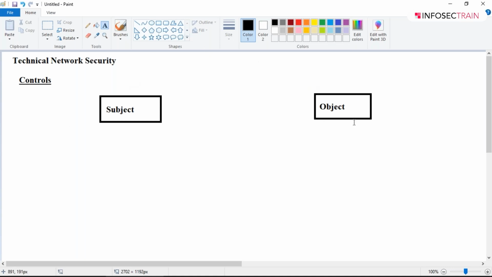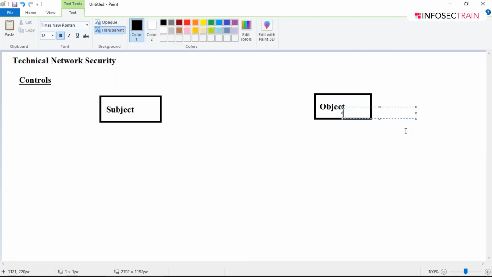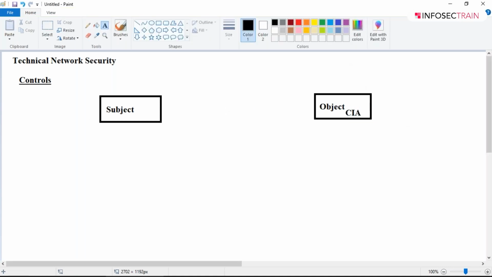The resource we are talking about here is your object, and this object needs to be protected for CIA: confidentiality, integrity, and availability. Now, you are working in an organization. Can I simply access the resources of your organization? I'm the subject, and the organization's resources are the object. Can I directly access them? Is it possible for me or any outsider? No.